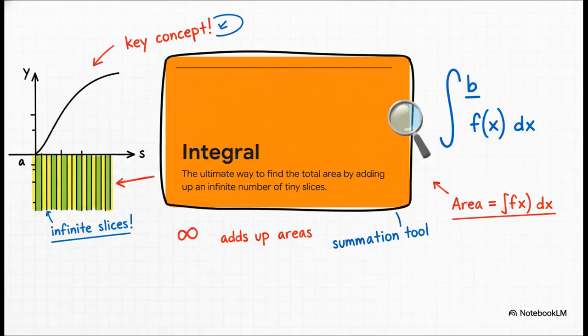And this brilliant idea leads us to the integral. An integral is the amazing tool that lets us add up the areas of an infinite number of those impossibly thin little slices. And by doing that, we can find the exact, perfect total area under any curve you can imagine. It's the ultimate adding up machine.